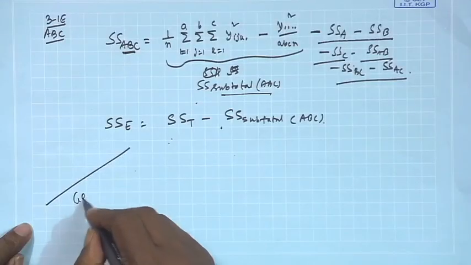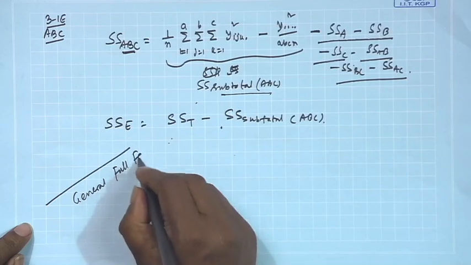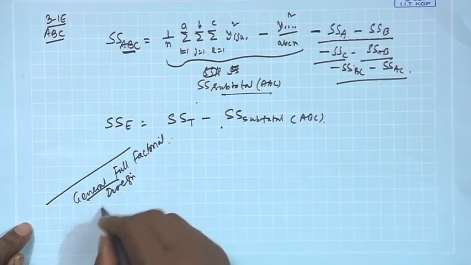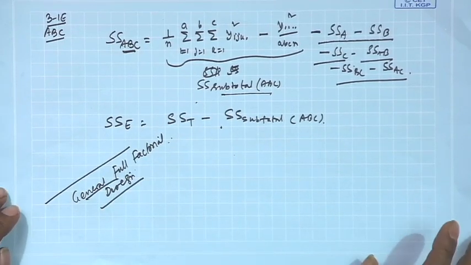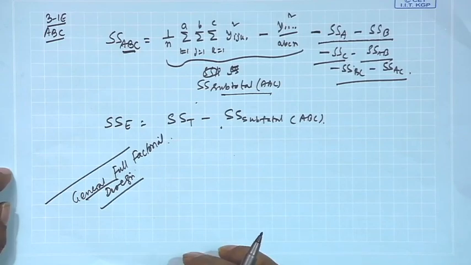So, I think you now know the general full factorial design and how it is to be done. I think we have spent a lot of time on this full factorial design. Particularly, we started with the introduction, then we showed you the two factor, then we have seen with replicate, single replicate, now the general full factorial design.